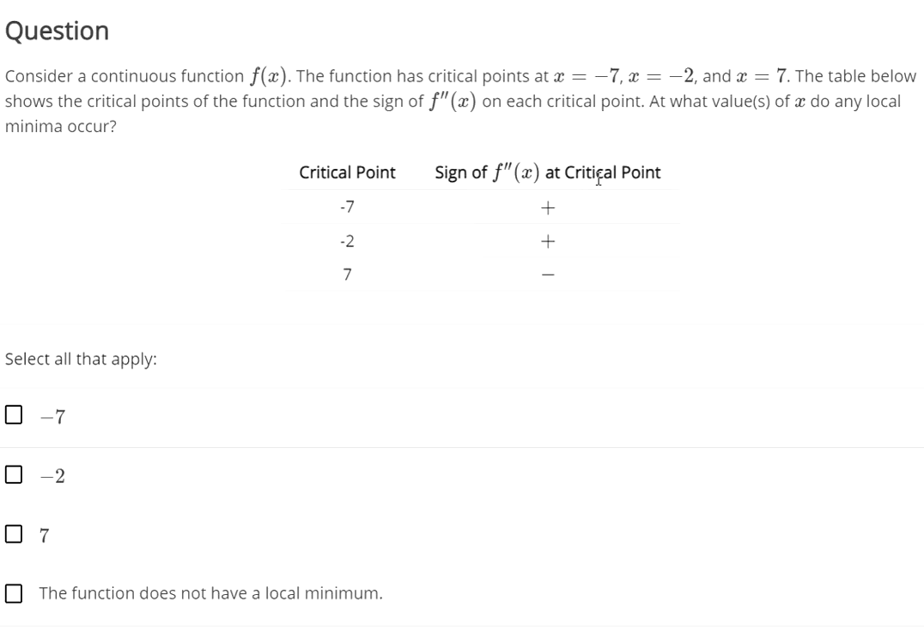Okay, so the second derivative test says if you get some critical points, like if you take the derivative, set it equal to 0, and you get x equals negative 7, negative 2, and 7, and if you have the second derivative, positive second derivatives at critical points are local minimums. Okay, so this is a critical point. The second derivative is positive, so that means negative 7 is going to be a local minimum. Same reasoning for negative 2. So that's the second derivative test. So 7 would be a local maximum because the second derivative is negative.